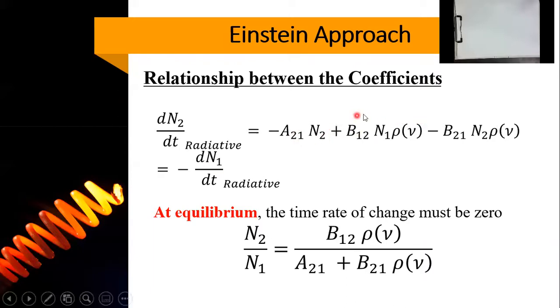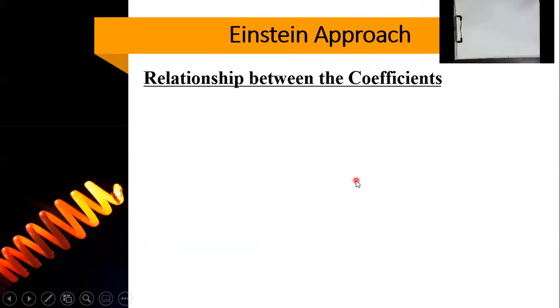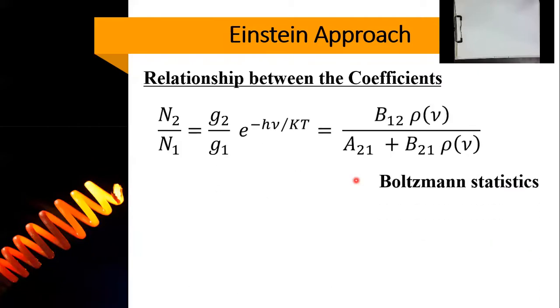Accordingly, we can easily make some mathematical manipulation in order to reach this equation, which is N2 over N1, and this is the output, as you can see. Again, these are all a flashback of what we did in part number 1. Then we start to use the other side, which we call the Boltzmann statistics.